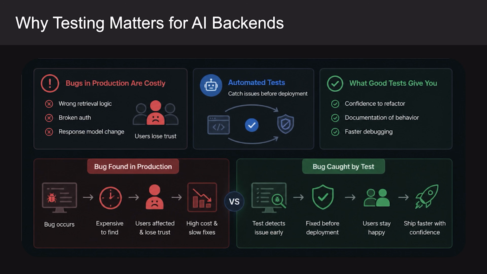A bug in a RAG endpoint is expensive. Wrong retrieval logic means users get bad answers and lose trust in the product. A broken auth check means a security incident. A silent change to a response model means the front end breaks in production and nobody knows why until a user complains. Automated tests catch all of this before deployment. They give you confidence to refactor and add features without worrying about breaking what already works. And when something does break, a failing test tells you exactly where, instead of you piecing it together from production logs at 2 a.m.